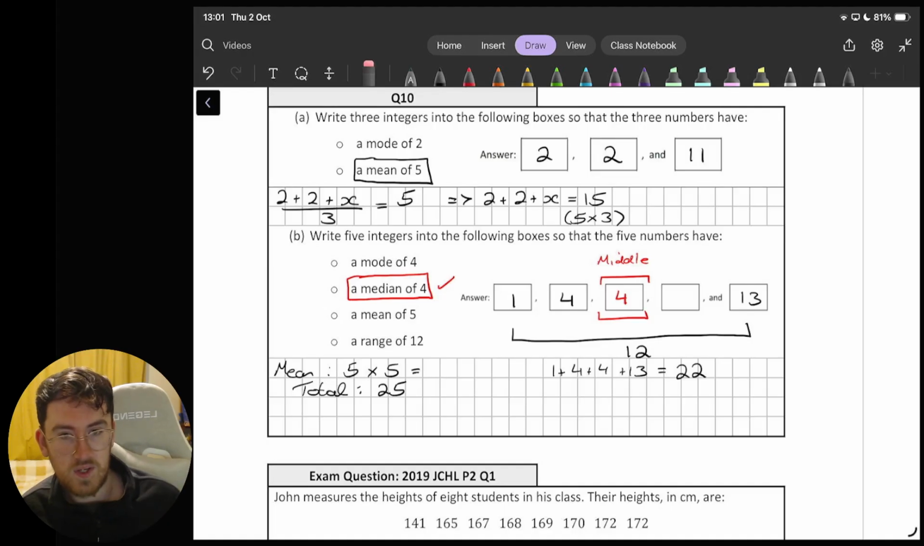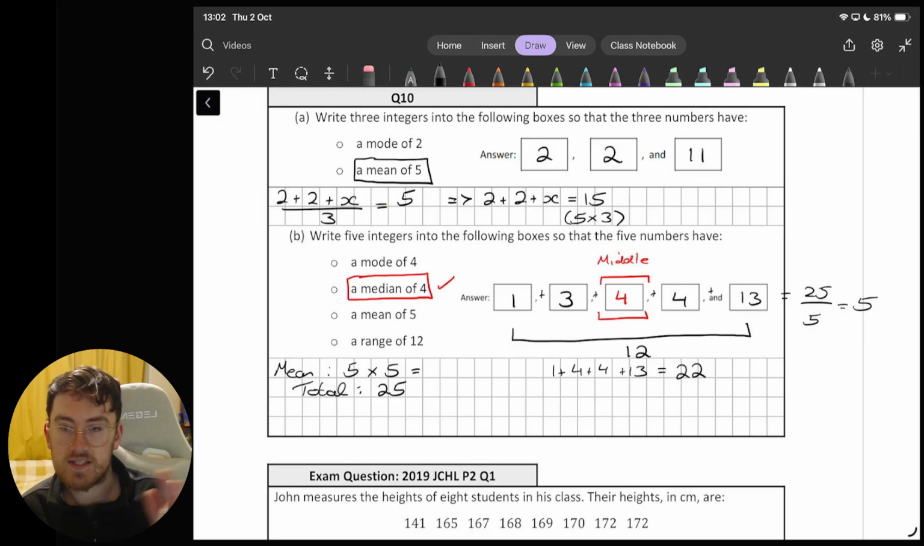So we have to do a little wiggle work here. If the middle value is 4, that has to be the middle when they're in order. So I might replace my 4 here and add my 3 in here. And in that way, I now have 5 numbers that add together to give me 25, which when divided by 5 gives me my mean of 5 I wanted. I have a range of 12. The biggest take away the smallest is 12, excuse me.